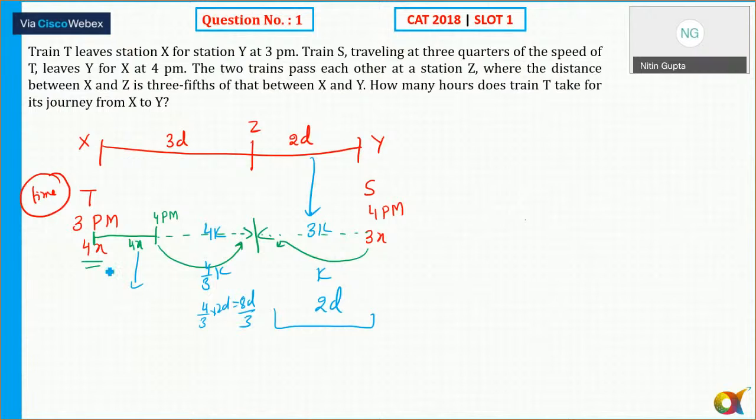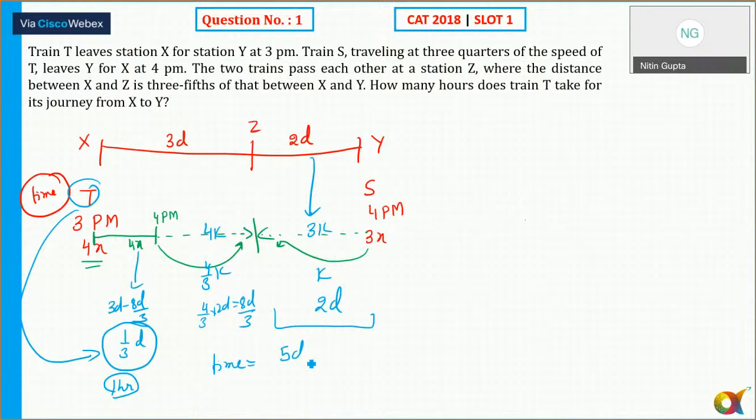Okay, so this distance 4x must be equal to 3d minus 8d by 3, which is equal to 1 by 3d. So we can say the train time t is 1 hour. Now from 3 p.m. to 4 p.m. it covers d by 3, and the total distance is 5d. So what is the time taken to travel a total distance of 5d? I can say 5d upon d by 3, which is equal to 15 hours. And this is our answer.